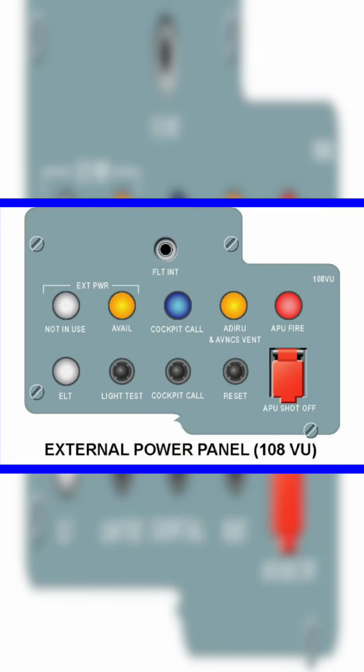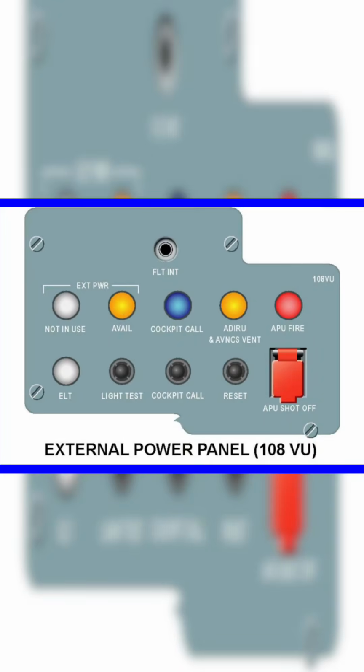Now the good to know is about the ELT and ADIRS avionics vent. The ELT indicator light is directly supplied from the 28 volt DC hot bus. So even if the aircraft is dead and something happens with the ELT, that light will automatically come on. The same for ADIRS and avionics vent: the caution light is supplied from the 28 volt hot bus.